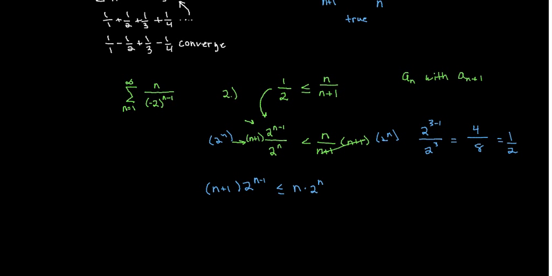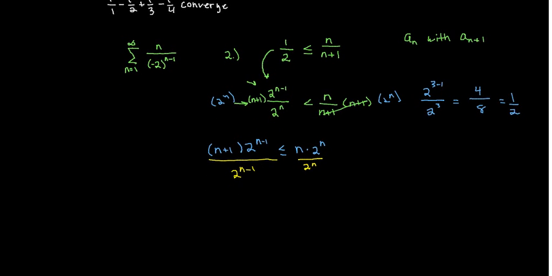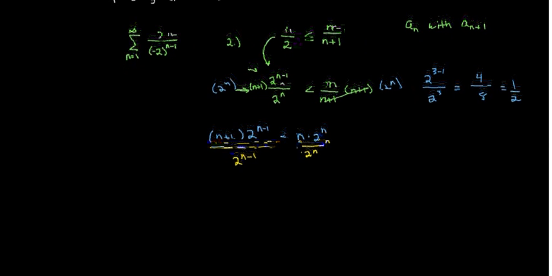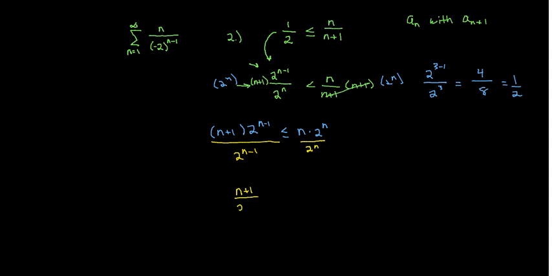Alright. Next thing they do here. Oh no, now they divide both sides by 2 to the n minus 1, and they divide by 2 to the n. So far, so good. I know I didn't write it to both sides, but you get the picture. So you'll get n plus 1 over 2 to the n is less than or equal to n over 2 to the n minus 1.